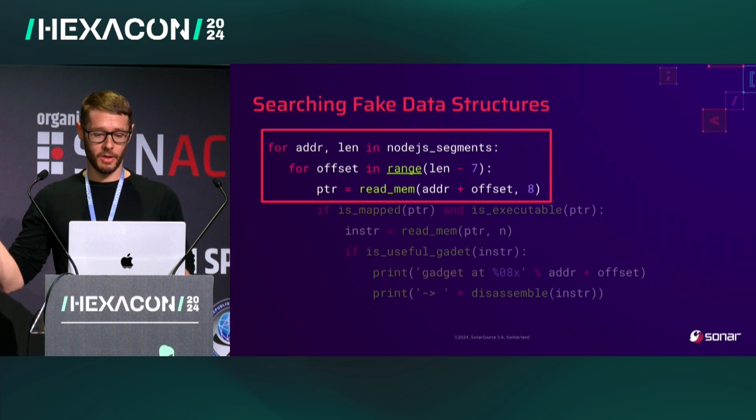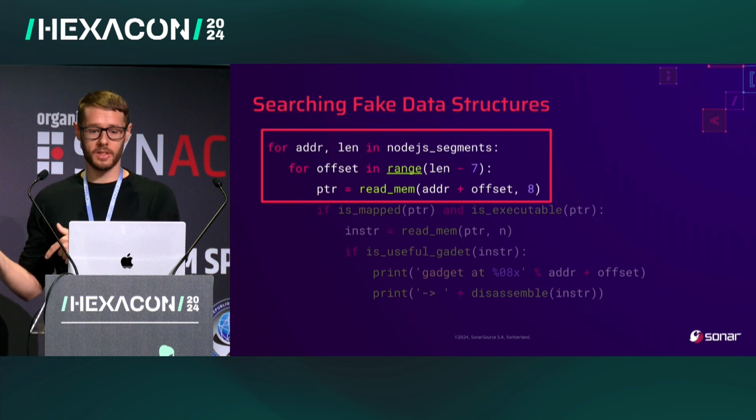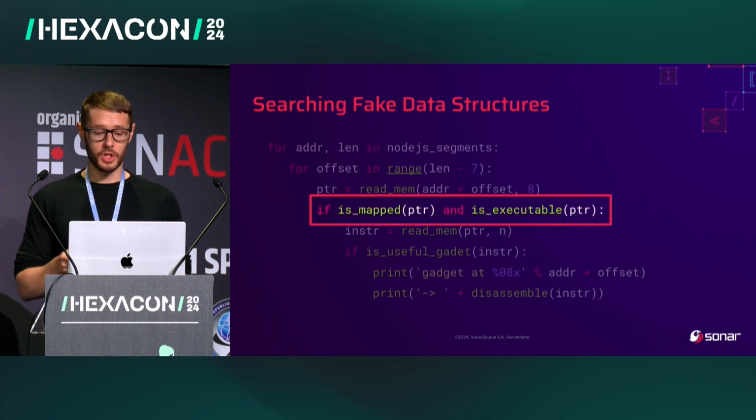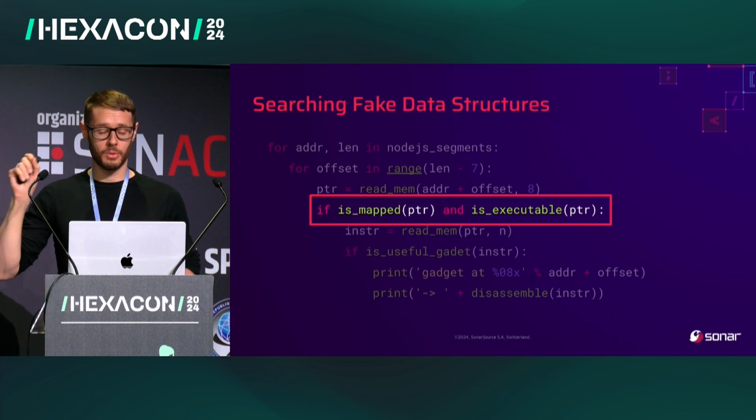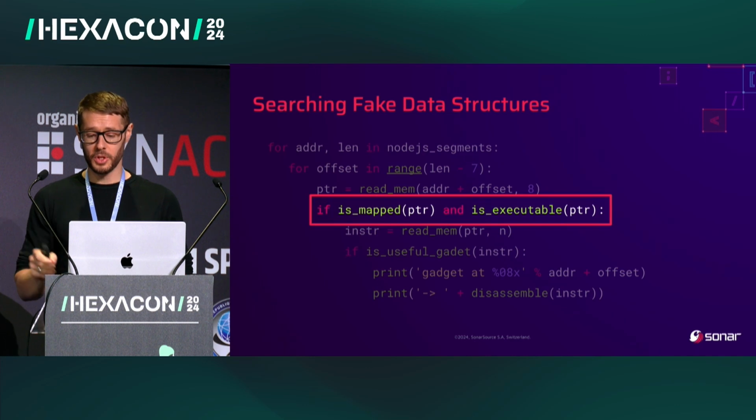At first, we iterate over all memory segments, and for each segment, we read 8 bytes at a time, which would be our pointer. On the next iteration, we just proceed 1 byte ahead and read 8 bytes again as our pointer. For this pointer, we check 2 things first. Does it reference mapped memory? And if so, does this memory have the executable permission? Here, it is essential that the referenced memory has the executable permission, because we want to reference a ROP gadget.